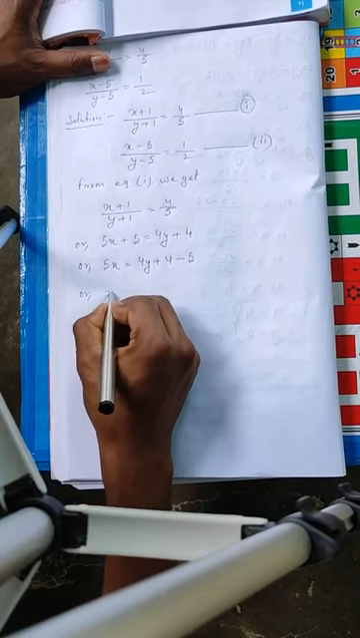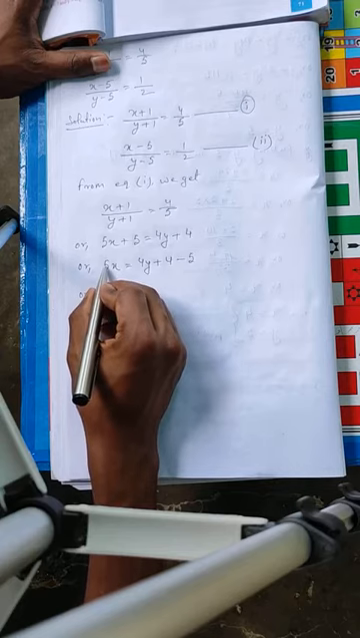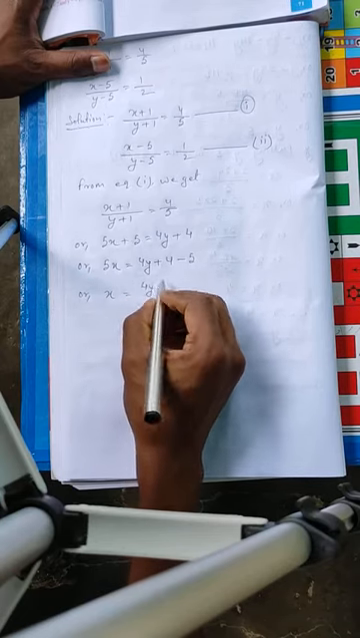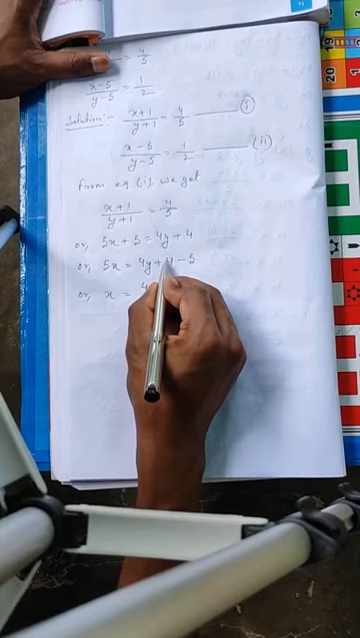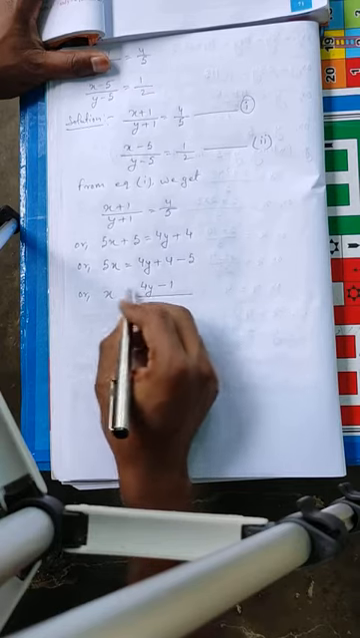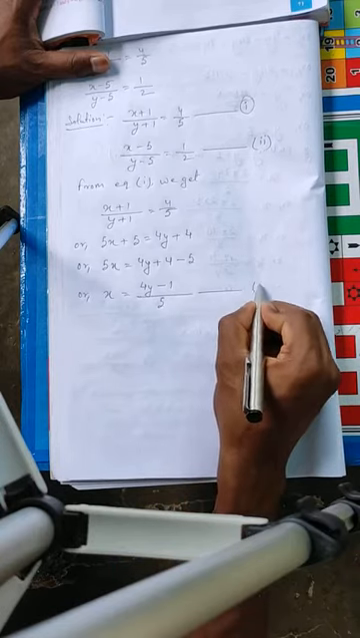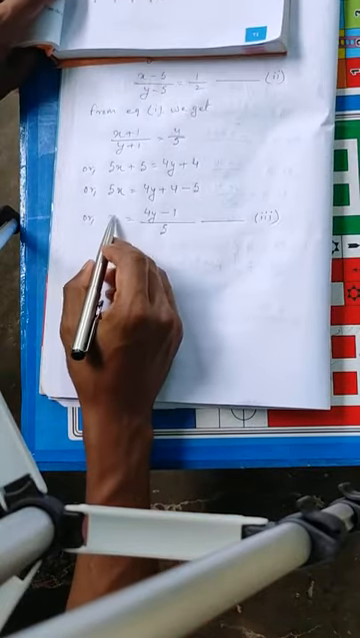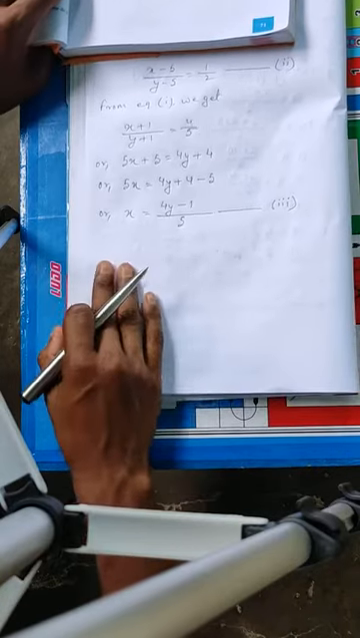Then x equals, the 5 is a multiply, so it transfers to the right side and becomes a divide. So 4y, plus into minus is minus, 5 minus 4 is 1, and 5 is greater, so the sign is minus: x = (4y - 1)/5. So that is equation number 3. We have found the value of x, and that is done.